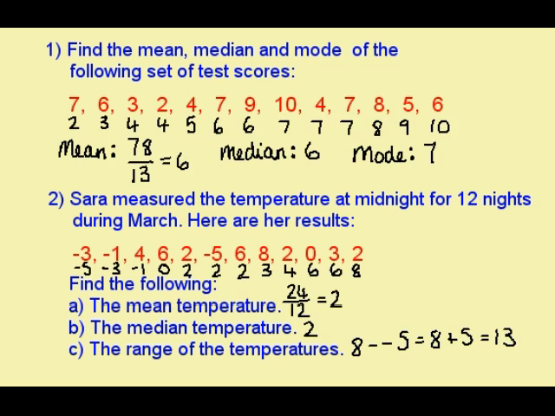Here are the answers. On this question, we're asked to find the range. You need to remember that it's the biggest number, which is 8, take away the smallest number, which is -5, and the difference between 8 and -5 is 13.